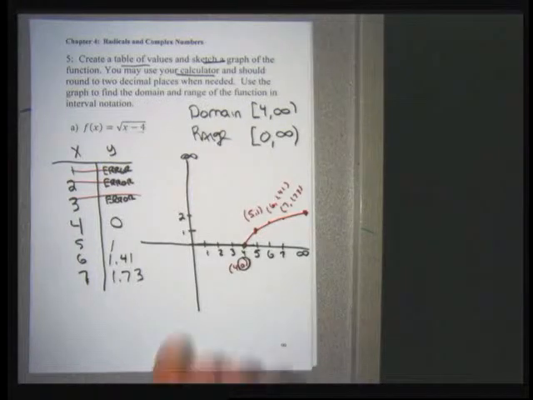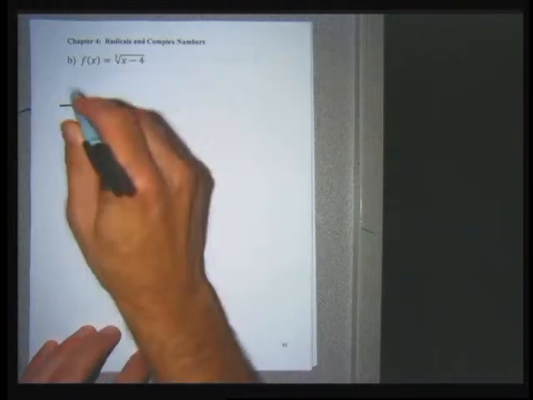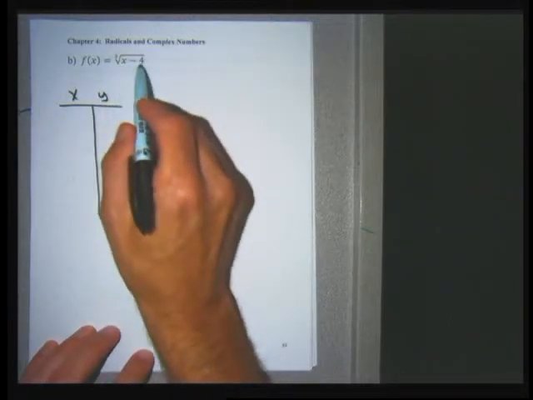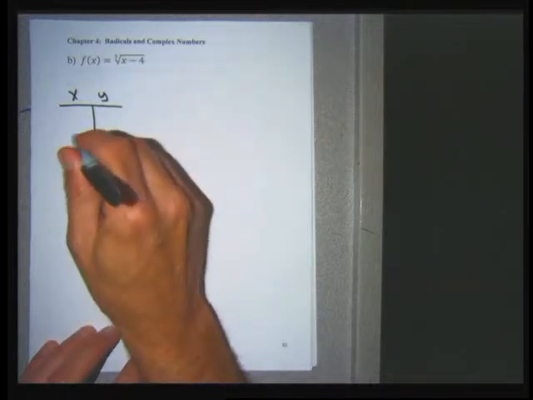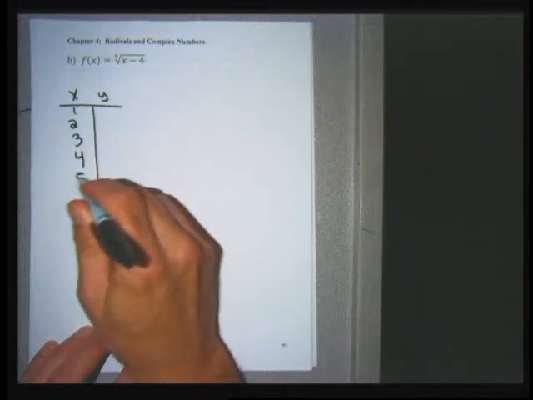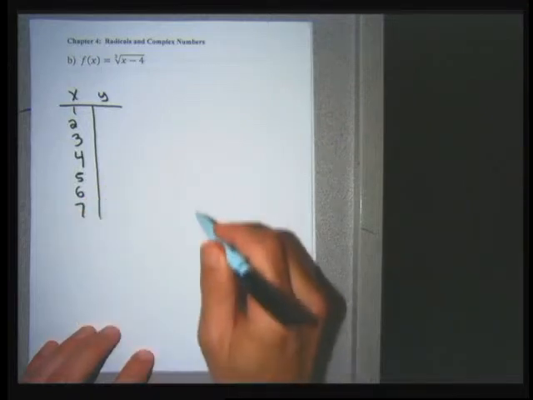So that's all there is to do for a nice square root graph. The next one's a cube root graph, and my table, at least the x column, is going to be the same because what's under the radical is the same. So I'm going to make an x column and a y column. I take the number -4 that's under the radical, change its sign, put it in the middle of my x column, and then put 3 numbers smaller and 3 numbers bigger.